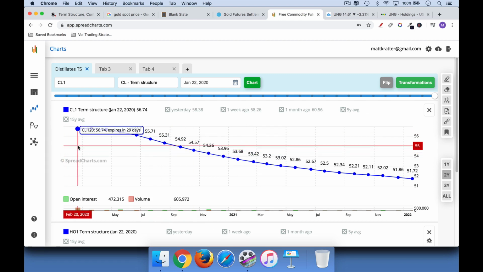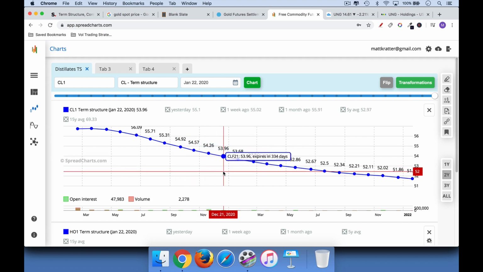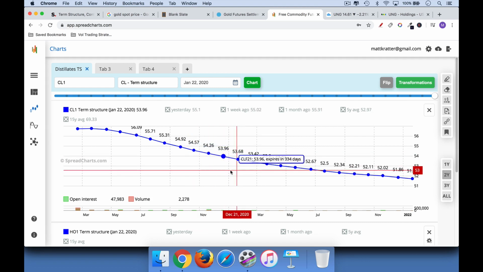What's nice is if you mouse over this, it tells you each contract. So here is CLH20, crude oil, March 2020, expiring in 29 days. Settlement price was $56.74. And then you can go out, say, a year from now to January 20th, 2021. That's CLG 2021. That price is $53.68, expiring in 364 days, basically a year from now.